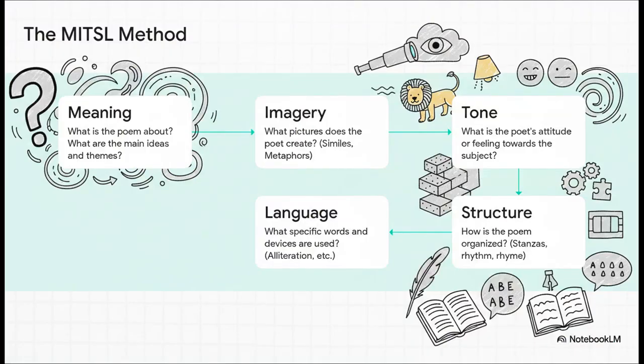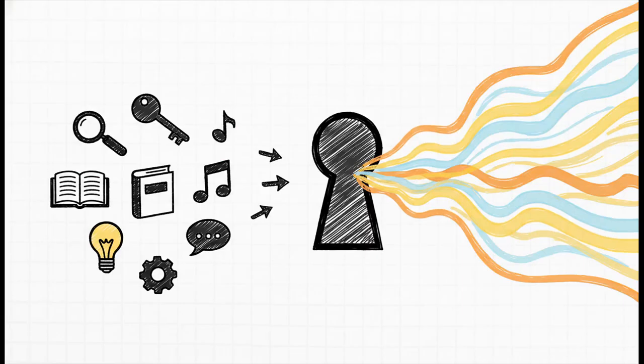What's so great about this method is it turns analysis into a clear, step-by-step process. You start with the big picture, the M for meaning. Then you zoom in on I for imagery. That's where your simile and metaphor tools come in. Then you consider T, the poet's tone. S is for structure. How is it organized? And finally, L is for language, where you hunt down specific devices like personification and alliteration. It's a complete roadmap.